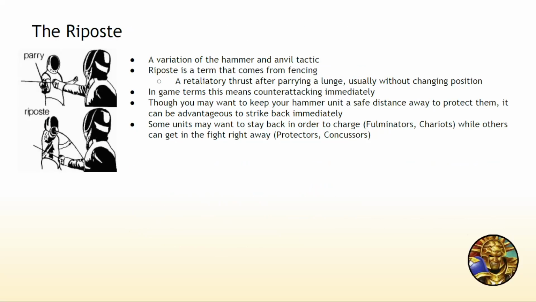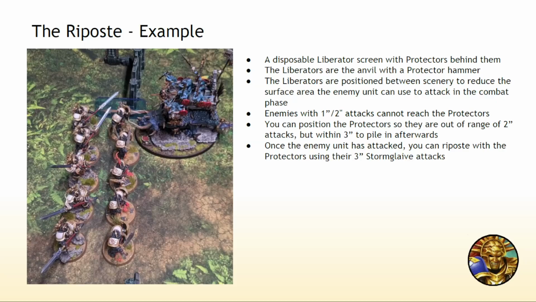So let's look at a very specific kind of hammer and anvil tactic. It's called the riposte. It comes from fencing. It's a retaliatory thrust after parrying a lunge, usually without even changing your position or your footing. It's meant to be a quick counterattack, and in game terms, this is how it's portrayed. What you want to do typically with a hammer is keep them away from the enemy hammers, and you kind of want to engage your hammers into there so you can trade and take an advantageous position in the battle. So in that sense, you want to keep your hammer in a safe distance, but sometimes it's advantageous to counterattack right away. So let's take a look at an example of when that would occur.